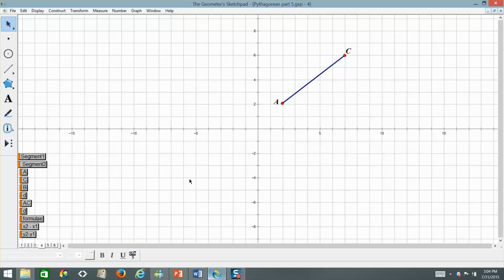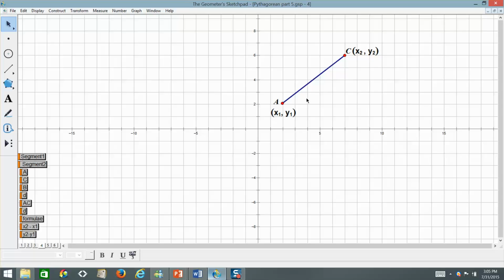Okay, how do we find the formula of the distance between 2 points? For example, between point A and C. Okay, suppose the coordinate of point A is x sub 1 comma y sub 1 and the coordinate of C is equal to x sub 2 comma y sub 2.